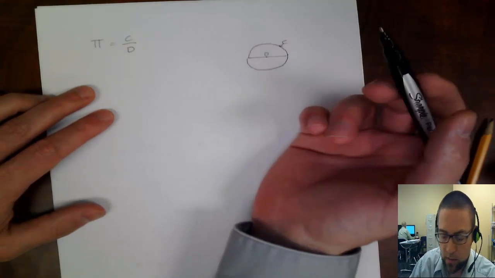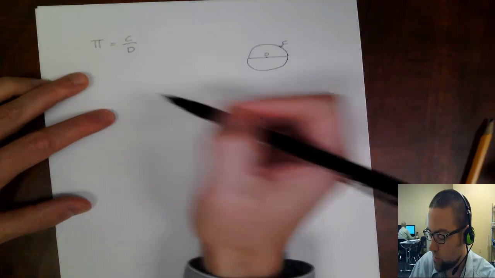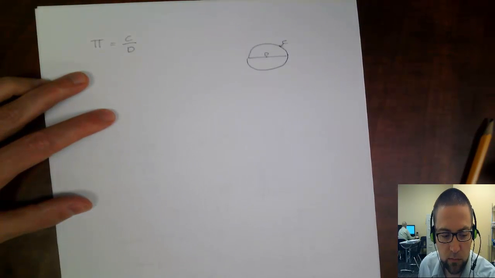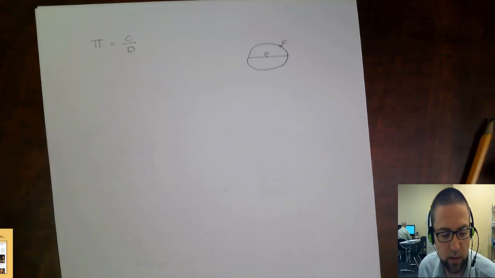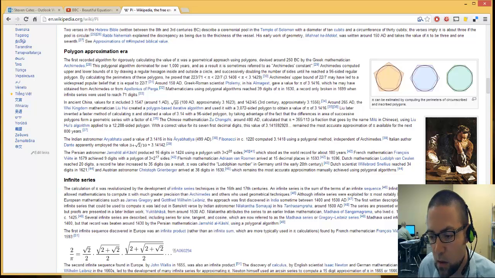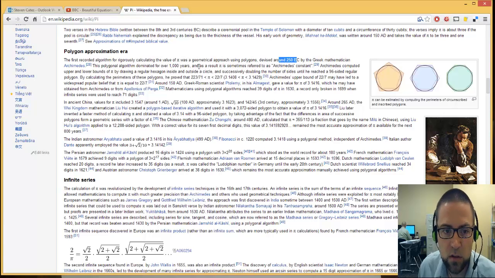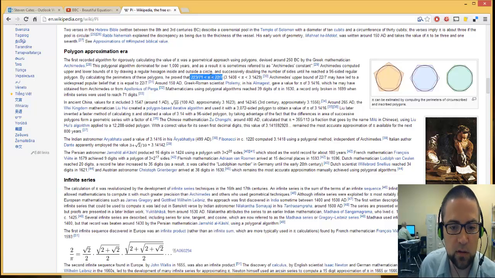This is used a lot in mathematics, and the way to approximate it, the first person to approximate it in a more mathematical way was Archimedes. Archimedes devised it around 250 BC, so a long time ago, and he came up with the approximation that it was between 223/71 and 22/7. So that pi was between these two fractions.